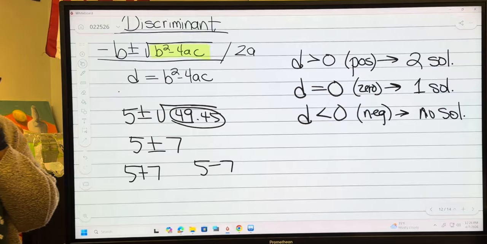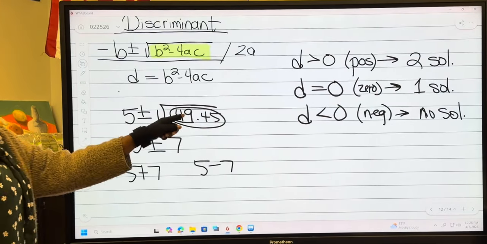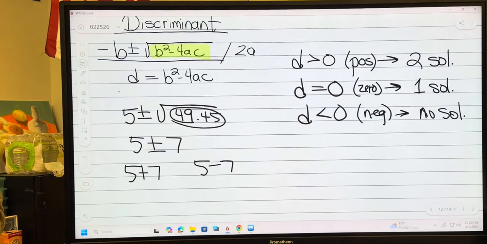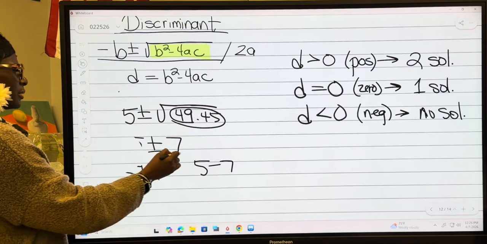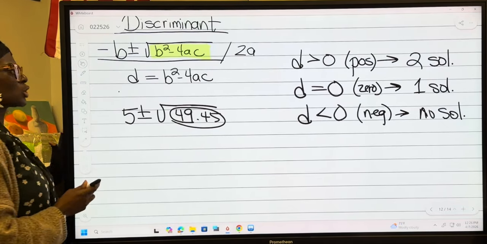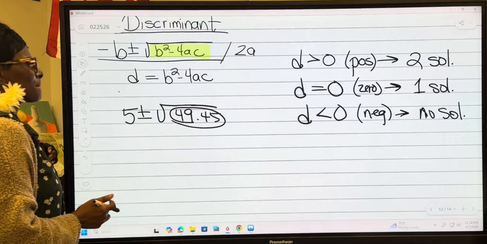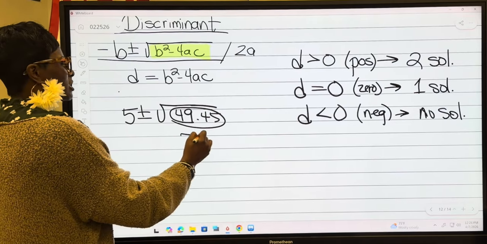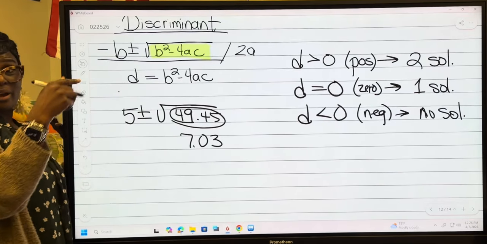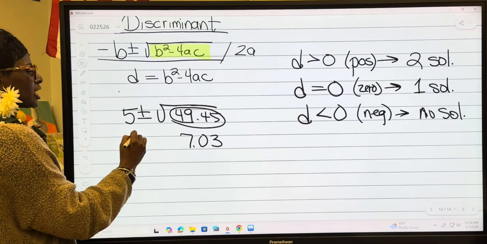In your calculator, put 49.45. Hit the square root key. Not the square key, the square root key. What do we get? 7.03, dot, dot, dot, right? It's more numbers, right? Because it's irrational. So watch this. Won't you have this?